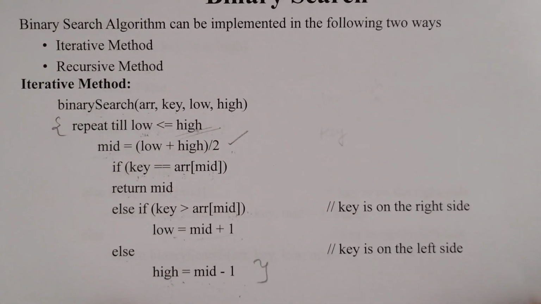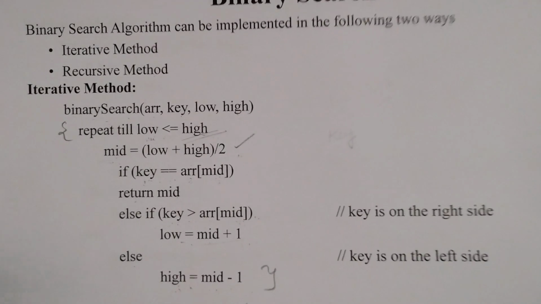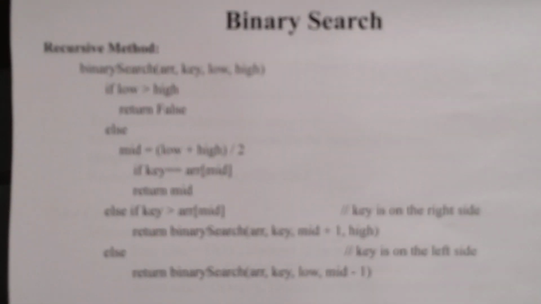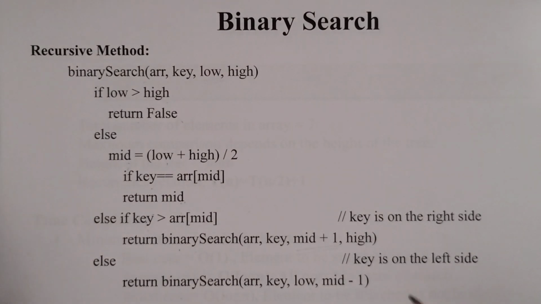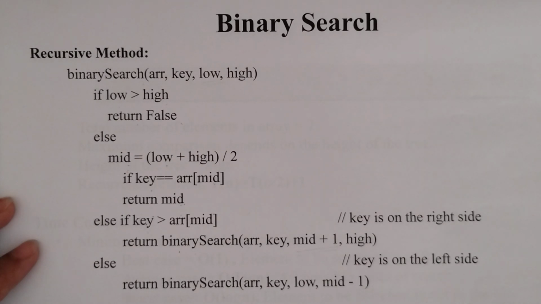So this is how the iterative method works. The same code we are going to do in a recursive method. First you should understand what a recursive method is, what is meant by recursion. Generally, recursion means a function that calls itself is called a recursion or recursive function.